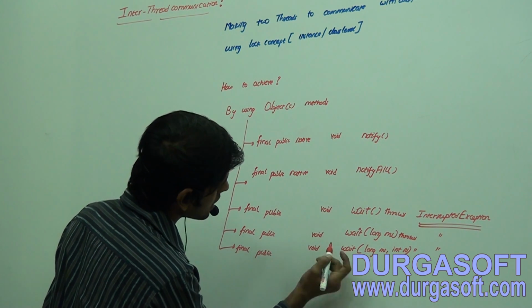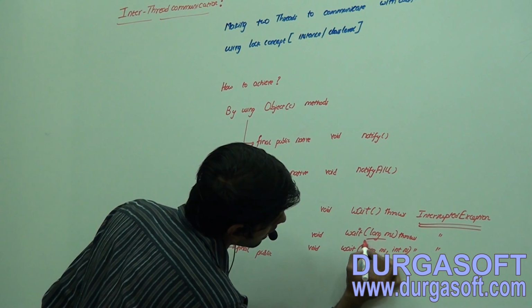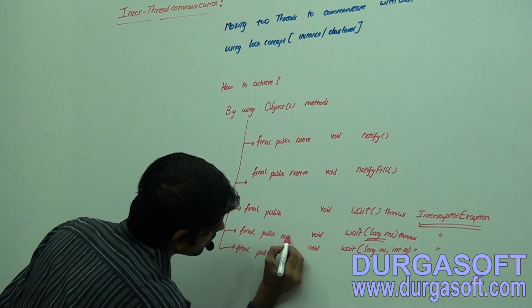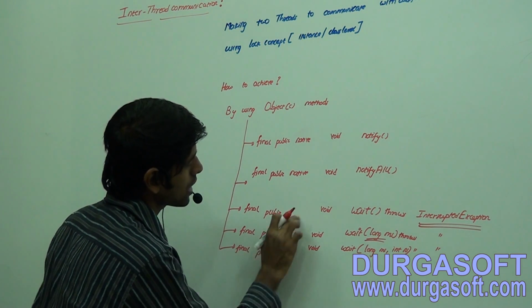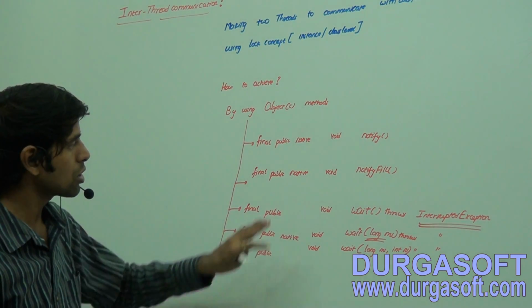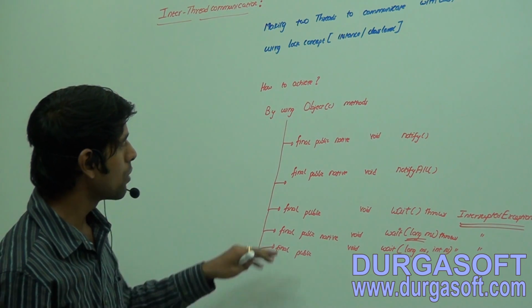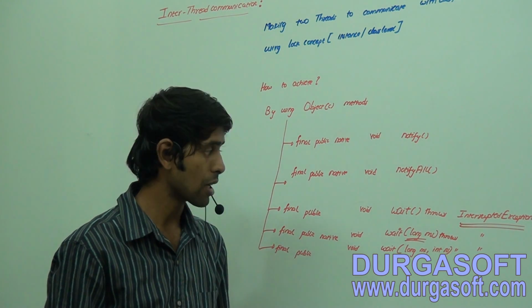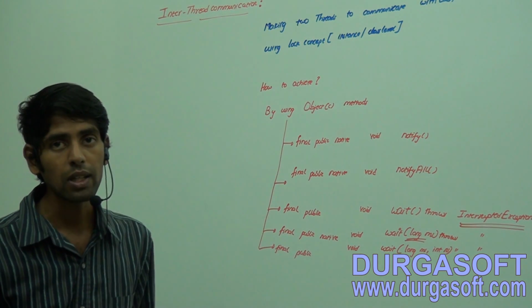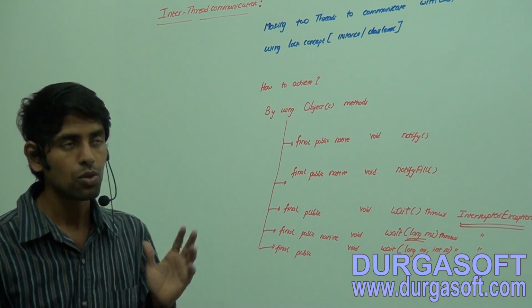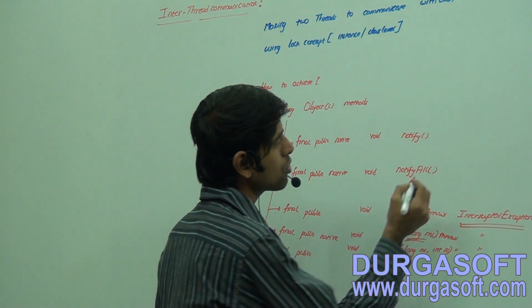And the wait method which has only a single argument is also a native method. The remaining two wait methods are not native methods. It is so simple to remember, no need to worry. And these are our five methods. By using these five methods, we are going to achieve inter-thread communication. So now let us see what this notify method is.